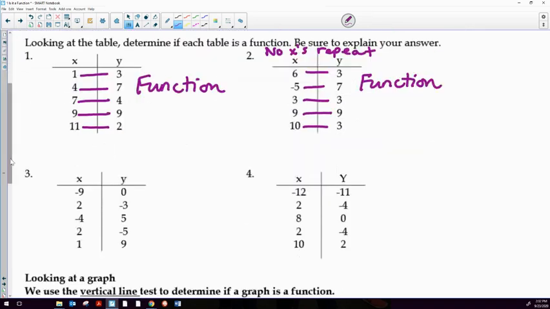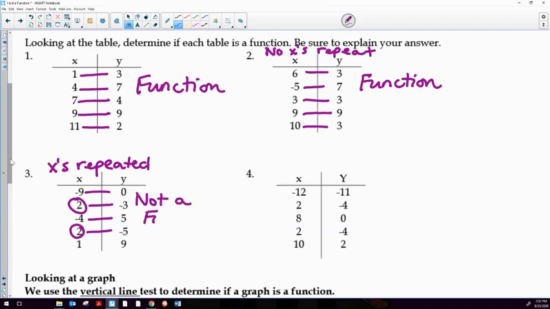Speaking of that, let's go ahead and look at number 3. We have -9 that matches up with 0, but then this 2 here goes on a date with -3. -4 goes out with 5, but that same 2 goes on a date with -5. Do you see how the 2 cheated? Because the x's repeated themselves with different y values, this is not a functioning relationship, so not a function.